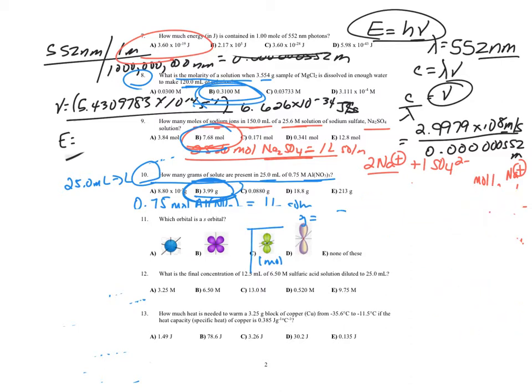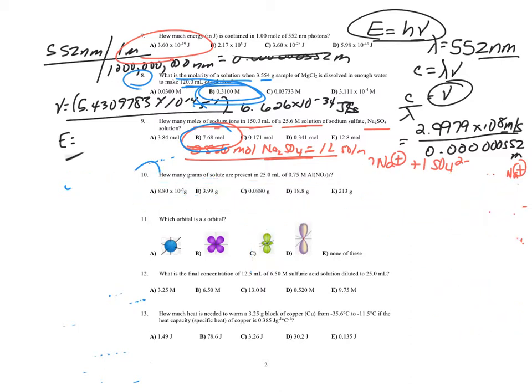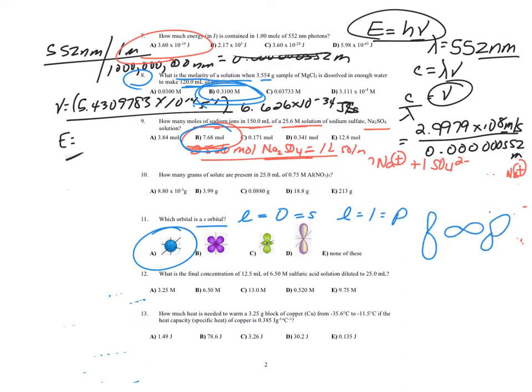Let's do the next one. Which orbital is the s orbital? So the shapes relate to the quantum number L, and L equals 0 is the S shape, and it's a sphere. Some people asked which one is the P shape. Well, L equals 1 is the P shape, and you have this and this and this. So this is the P shape.